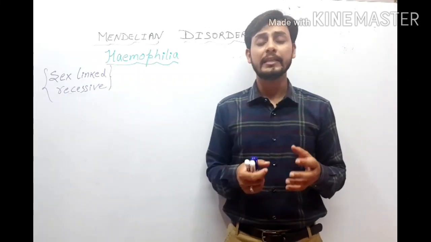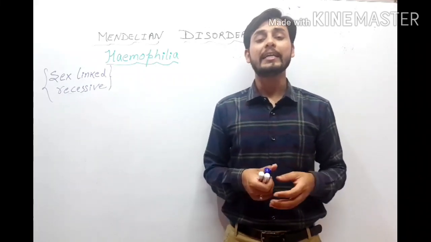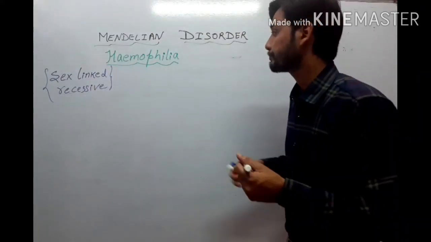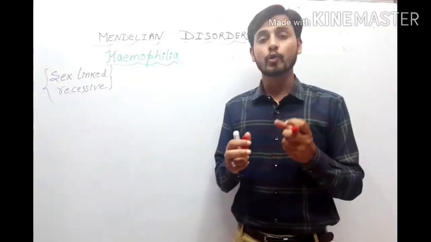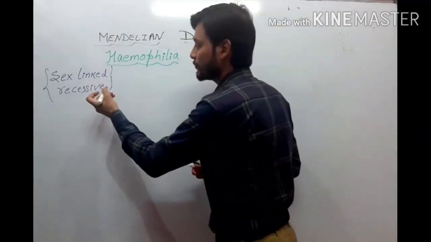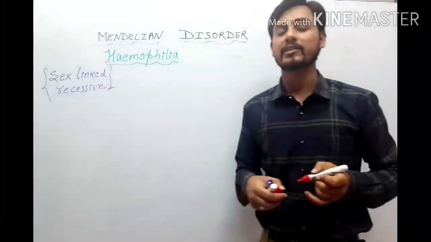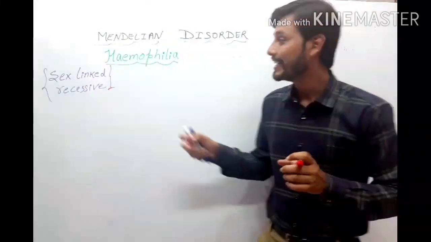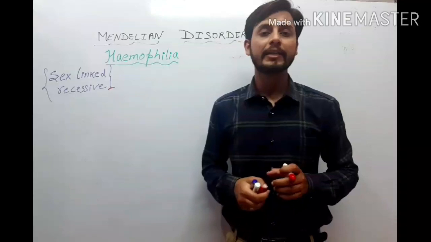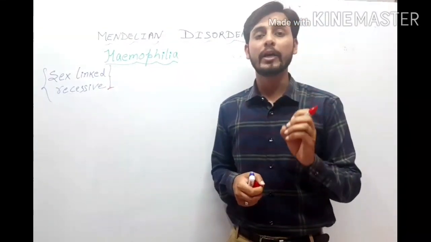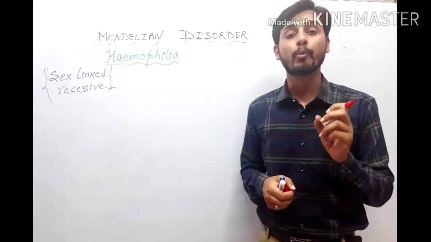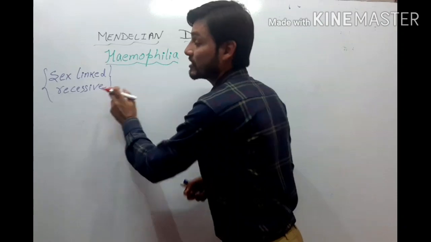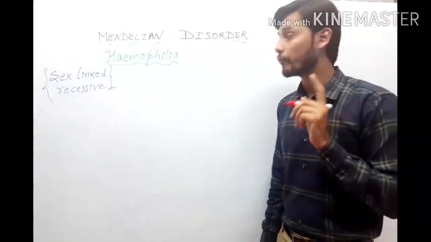So we are going to deal with each and every disorder in a detailed manner. In this lecture, we are going to deal with the very first, that is hemophilia. Hemophilia is a sex-linked recessive disorder. That is the inheritance pattern, the fashion in which it is transmitted. Make sure it is a very important question from the examination point of view, that hemophilia is a sex-linked recessive disorder. Make sure you will not forget this.